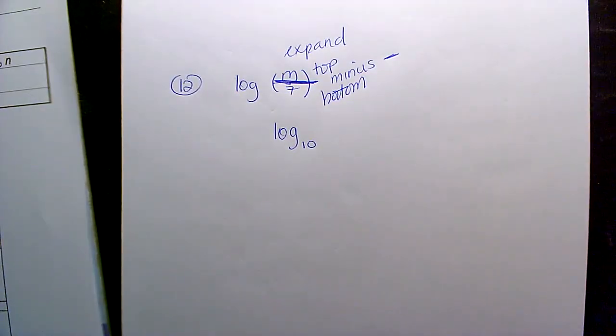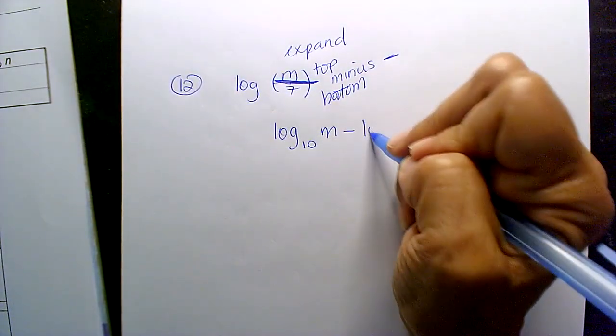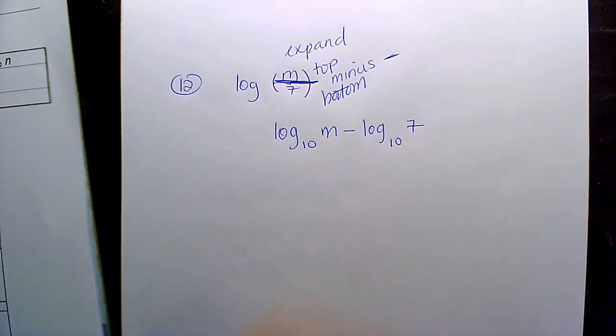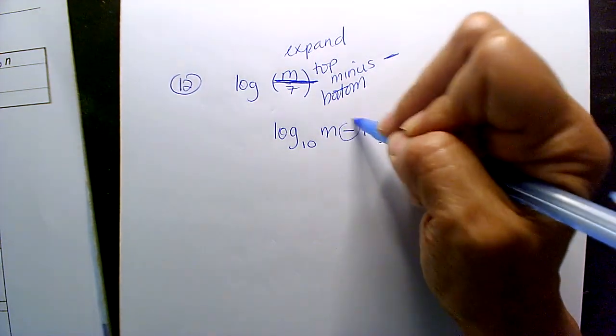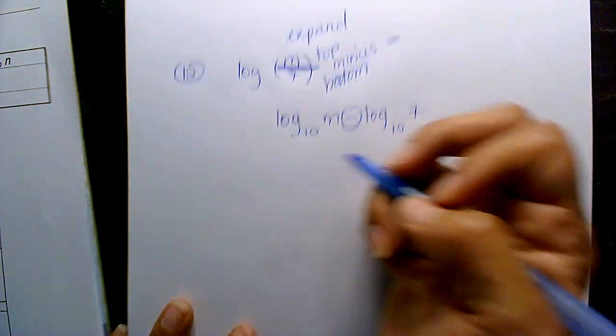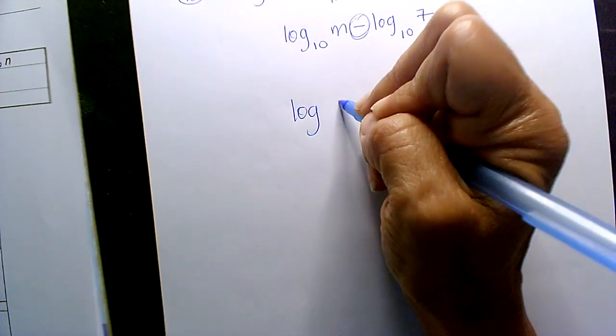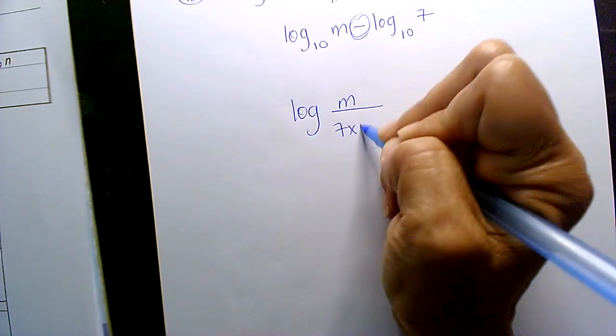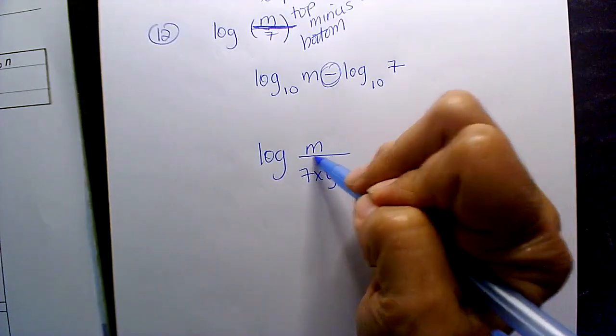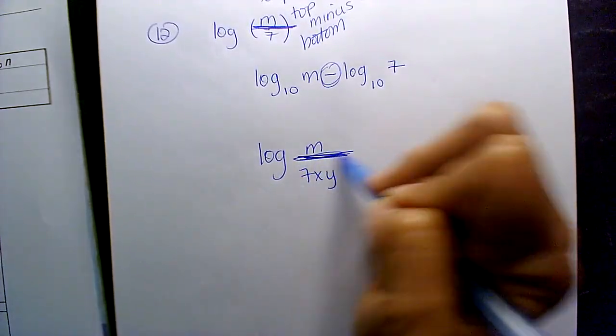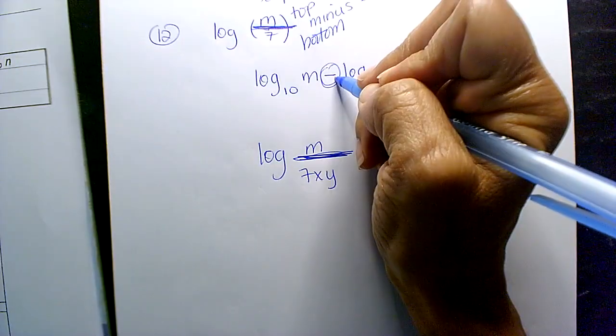If you want to write the 10, you can. M minus log base 10 of 7. That's it. Top and bottom. The first is a numerator, the second one is your denominator. Anything that follows this subtraction, because eventually you'll say have m and you'll have 7xy. Whenever that fraction hits, that is your subtraction.